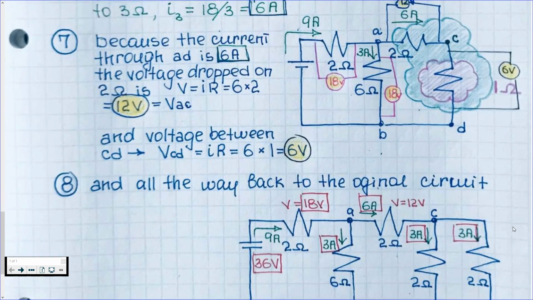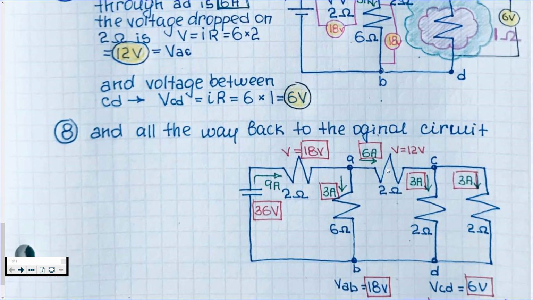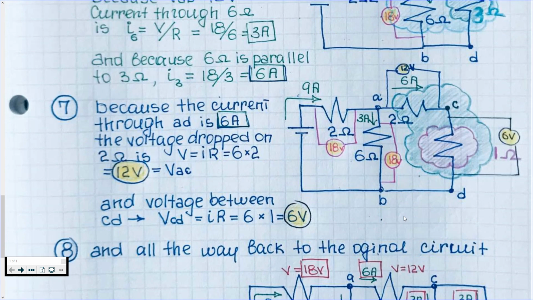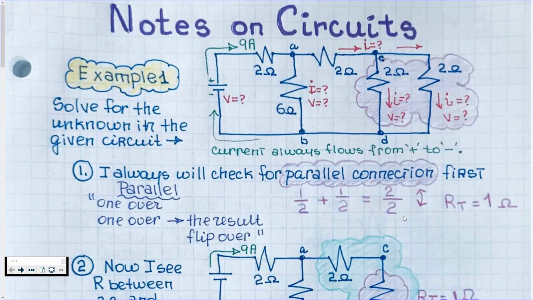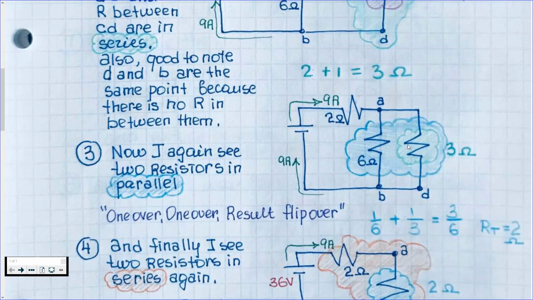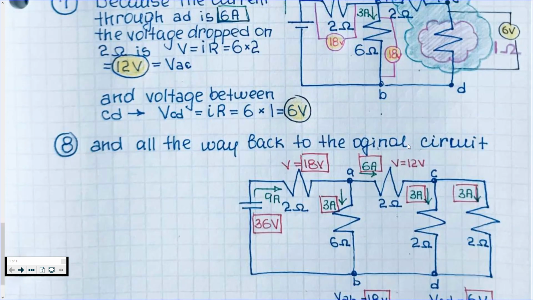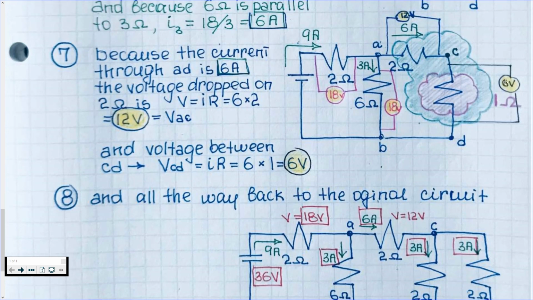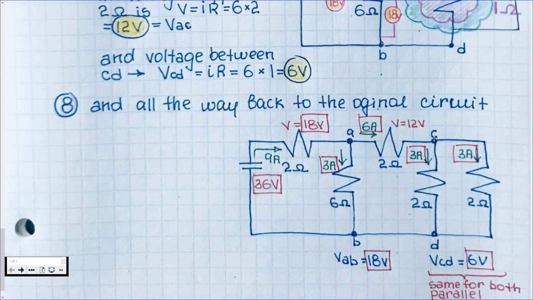So now I know, back to the original circuit, you see right here, the voltage between C and D is actually 6 volt. So if the voltage between C and D is 6 volt, then the current through this one, 6 divided by 2 gives me 3 amps. And the current through that one, 6 divided by 2 gives me 3 amps. So this is what I have.